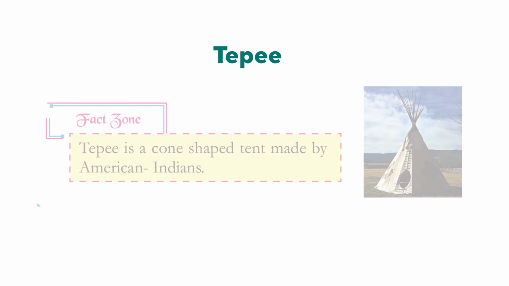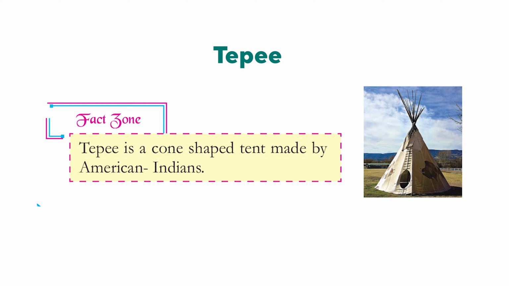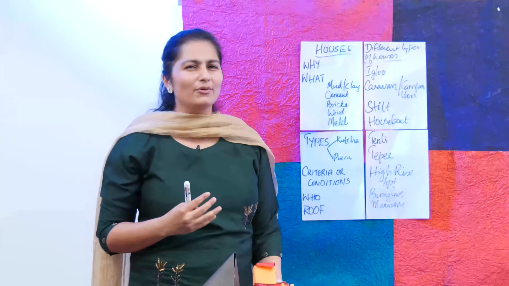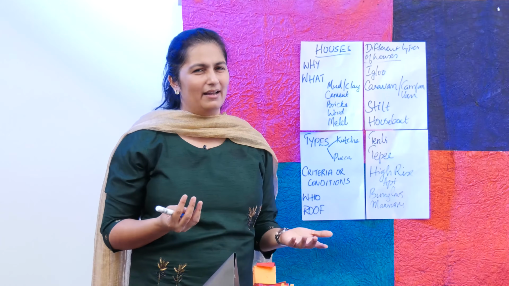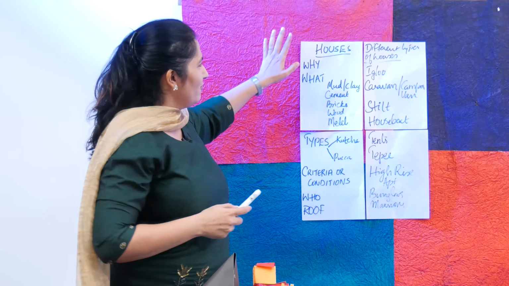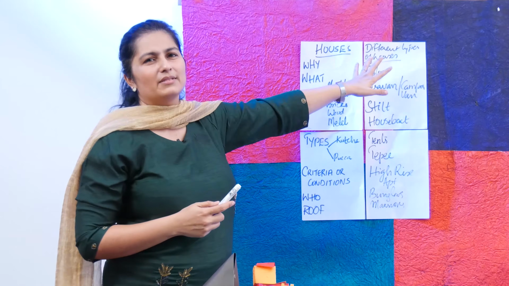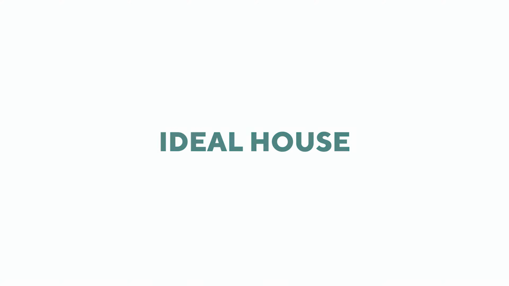Then the next kind is the teepee. As you can see on the screen, a teepee is a house made of sticks and cloth, and it's very particular to the South American regions. Okay. Now how do we know what is an ideal house? We have seen the different types, but there is an ideal house.